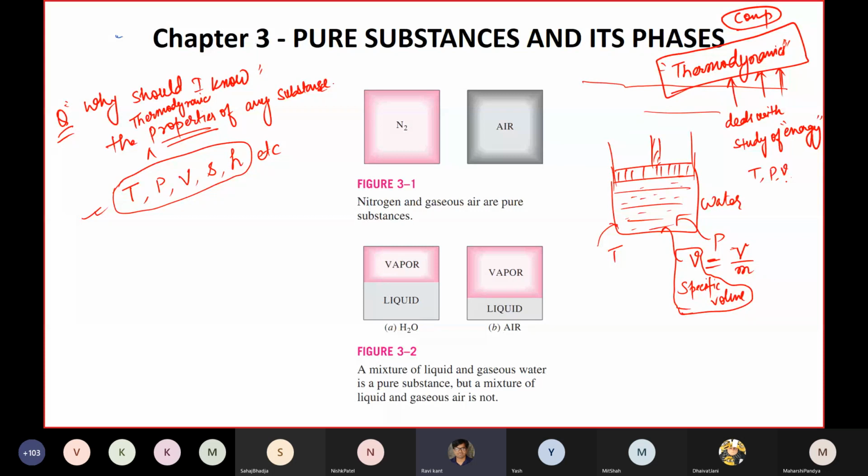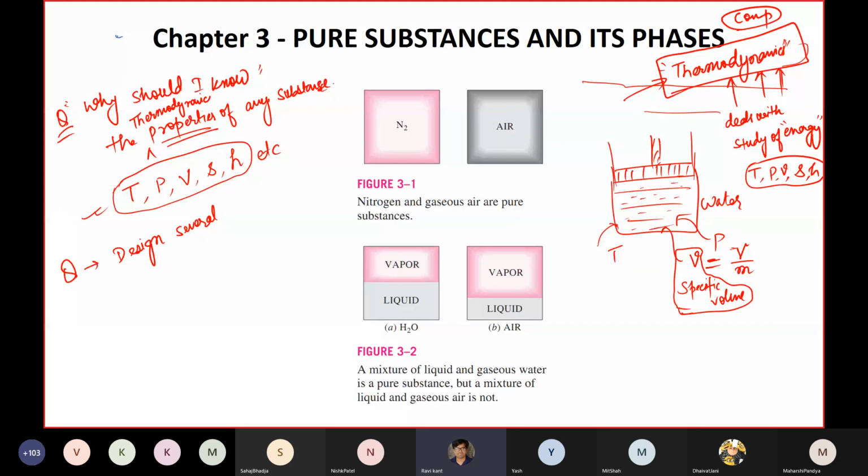That is why, and again, we should also ask: okay, fine, I have studied the thermodynamics subject, so what am I gaining out of it? The answer to this question is that by studying thermodynamics, you will be able to design several thermodynamic components. Right now you are peacefully sitting in your room, and you have switched on your AC, and you are comfortably sitting in it.